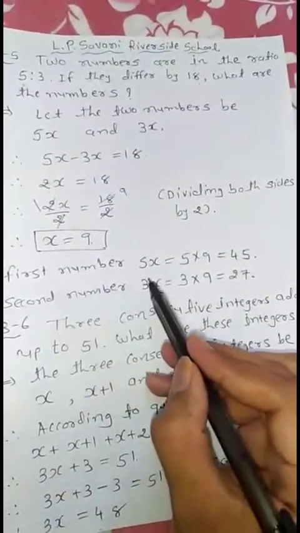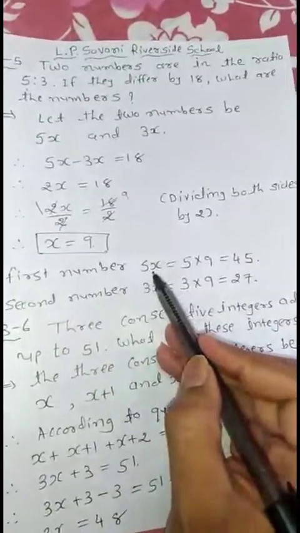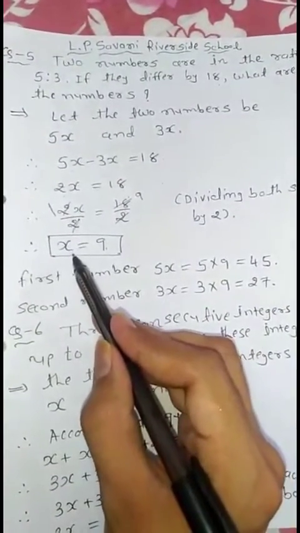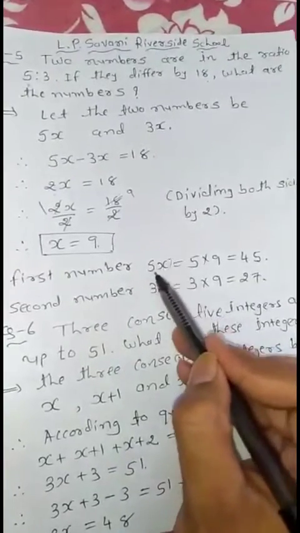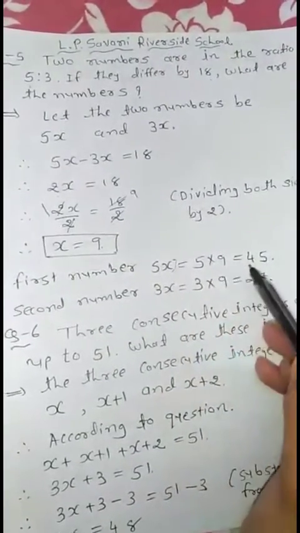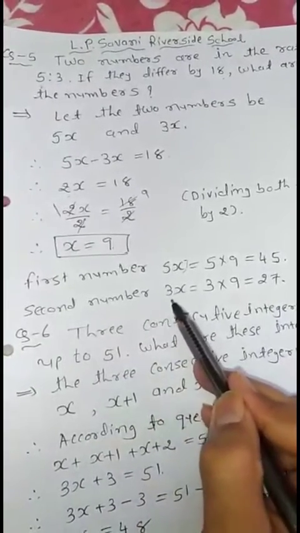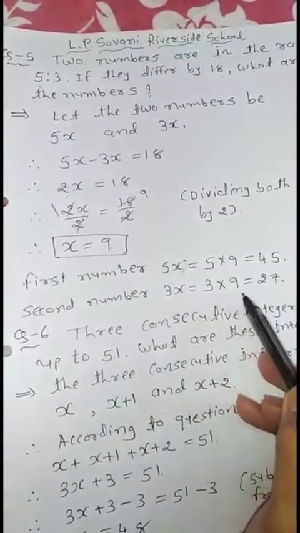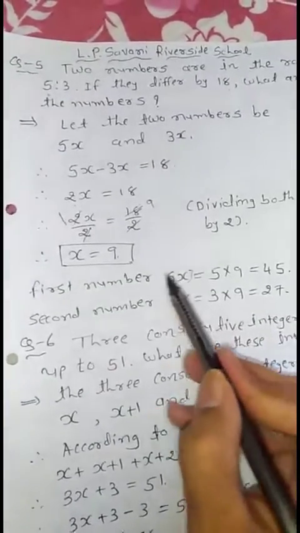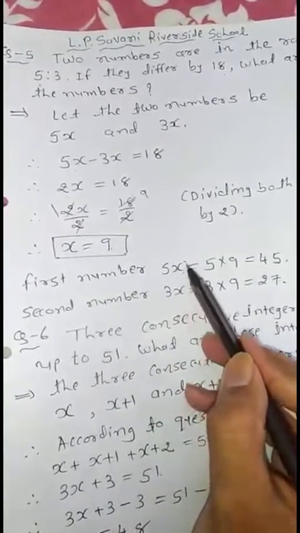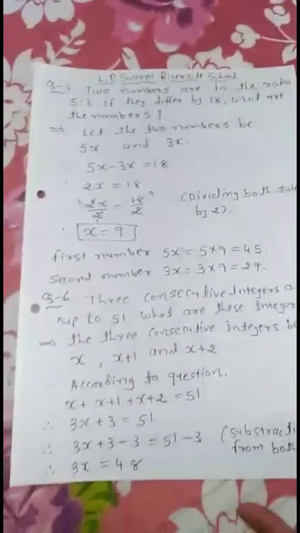The first number is 5x. Here you can see that the first number is 5x. So put the value of x is equal to 9 in the place of x. So 5 multiplied by 9 gives 45. The second number is equal to 3x. So 3 multiplied by 9 is equal to 27. Nothing else; I put only the value of x in the assumed numbers 5x and 3x.